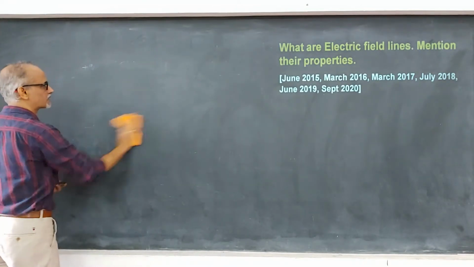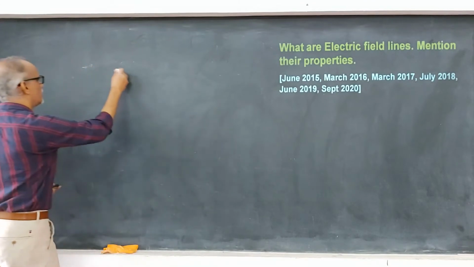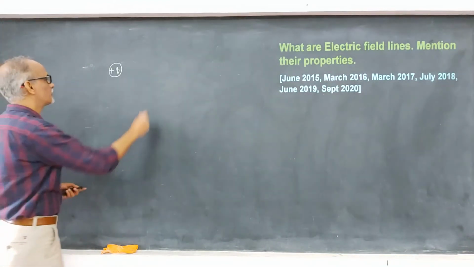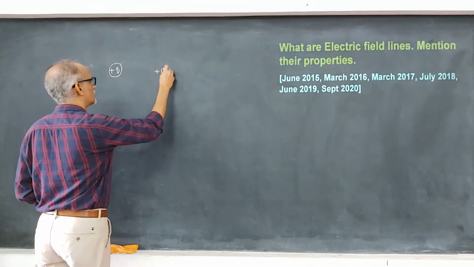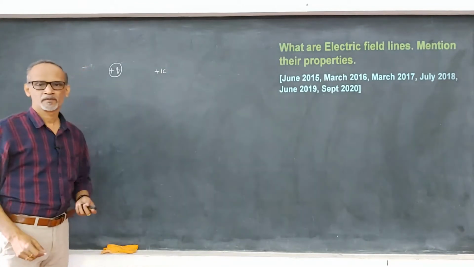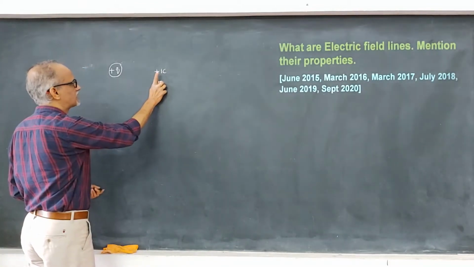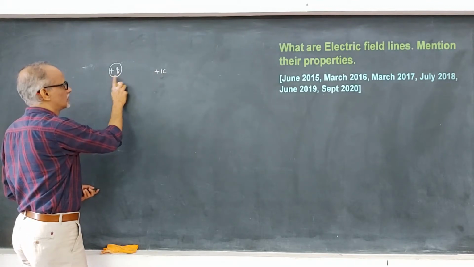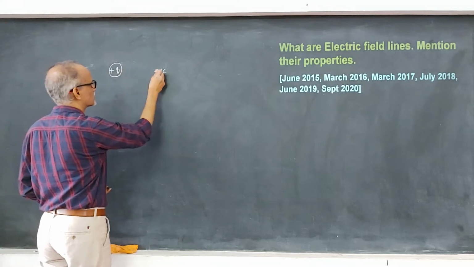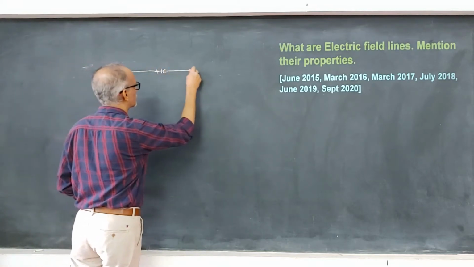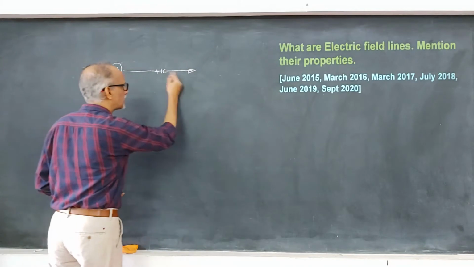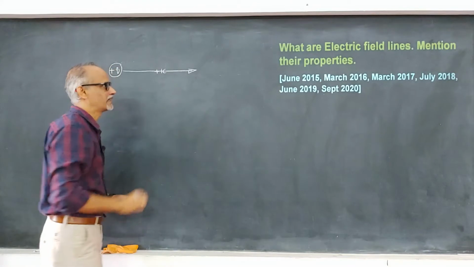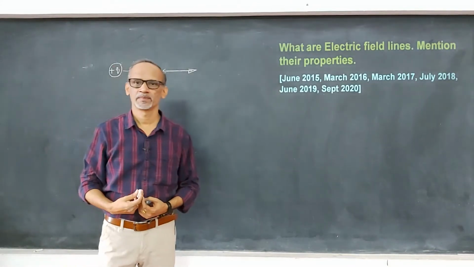Now, to understand electric field lines, I am going to consider a positive charge plus Q, and you place a unit positive charge here, plus 1 coulomb. In which direction does this unit positive charge tend to move because of the interaction with the positive charge? Like charges repel. So, this positive charge tends to move in this particular direction. So, you draw a line with an arrow. Whatever line we have drawn with an arrow indicates electric field lines.